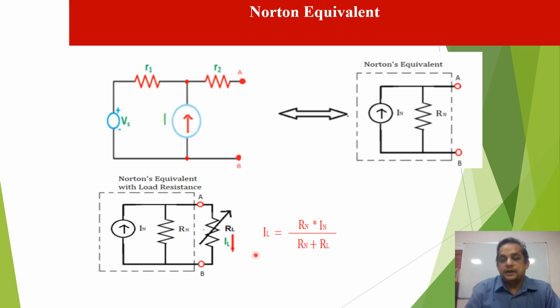Now if they want you to calculate the value of IL, then you simply apply the current division rule. IL is equal to Rn into IN, the total current, upon the total resistance Rn plus RL.